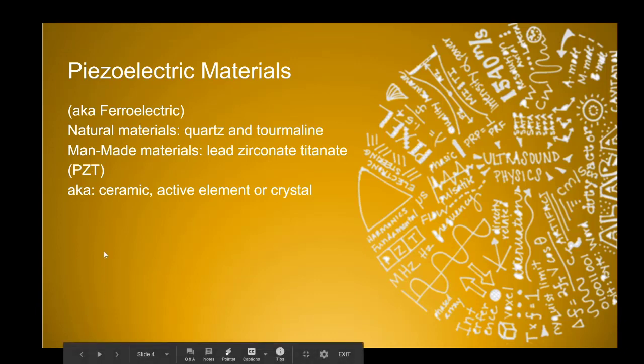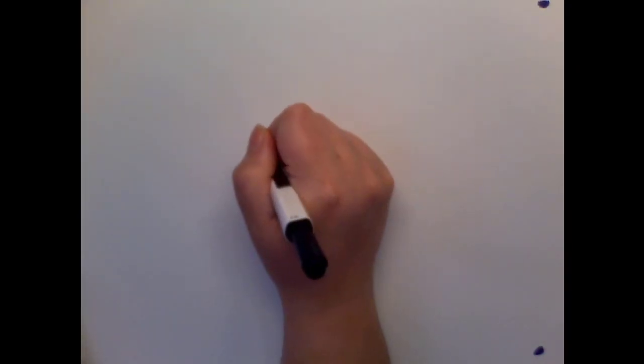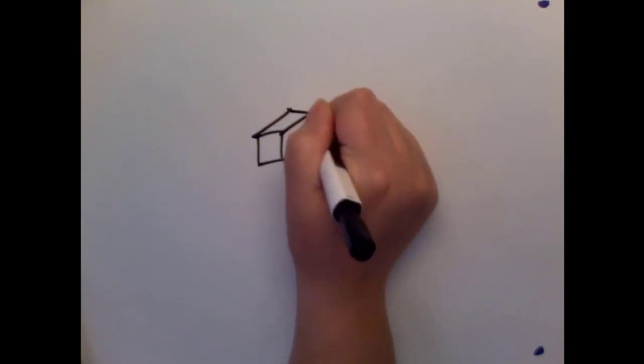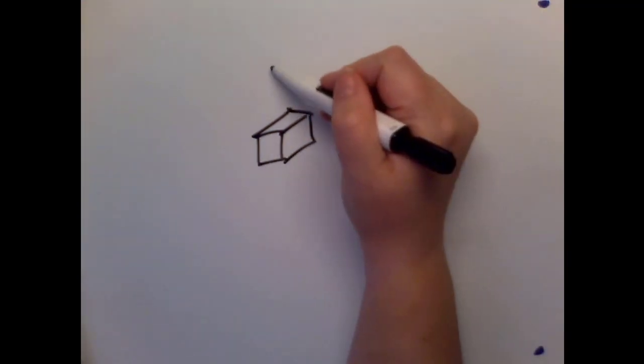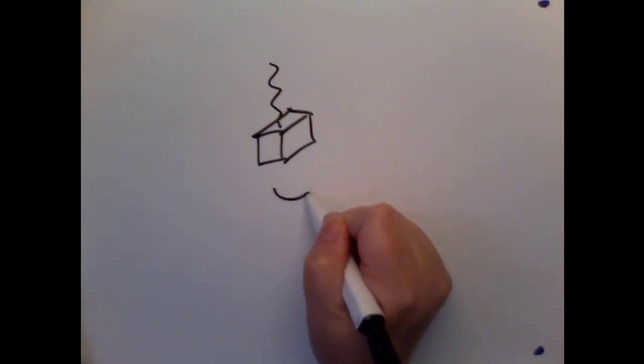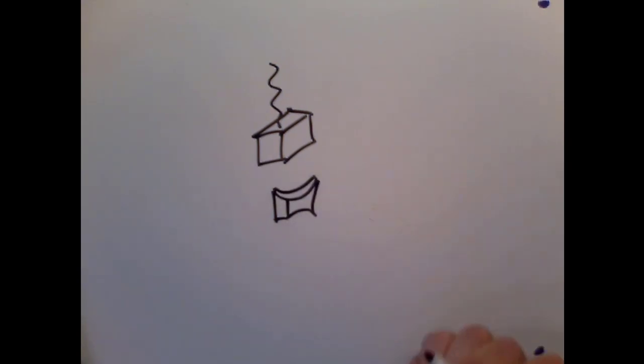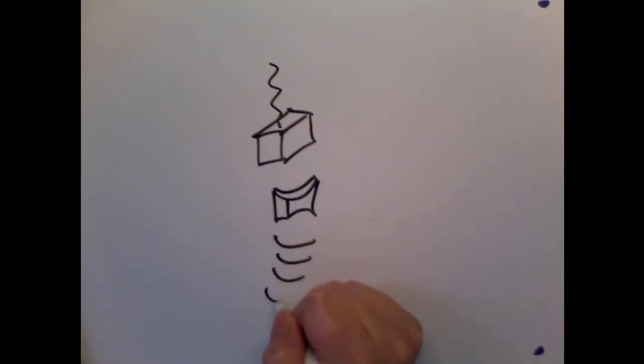Let's go back to the whiteboard real quick, just so I can draw that out for you. When we start, we have a crystal. Let's see if I can draw this. We have this crystal here, and electricity comes into it and interacts with it. What happens is that the crystal bends in on itself, it deforms, and when it deforms like this, that sound wave or pressure wave comes out of it.